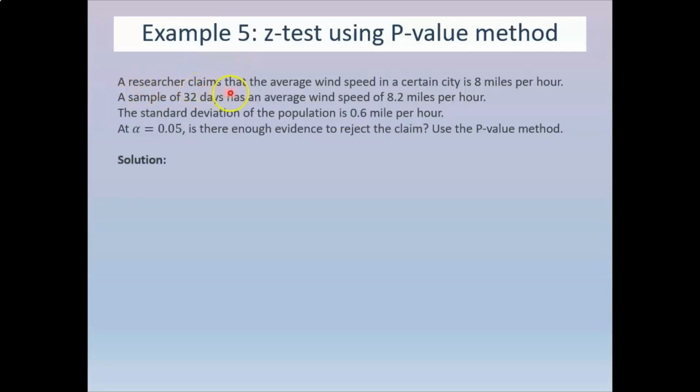A researcher claims that the average wind speed in a certain city is 8 miles per hour. A sample of 32 days has an average wind speed of 8.2 miles per hour. The standard deviation of the population is 0.6 miles per hour. At alpha equals 0.05, is there enough evidence to reject the claim? So to use the p-value method, first we need to highlight all the information as follows.